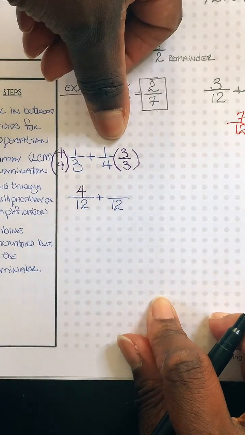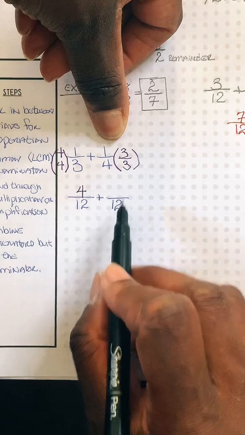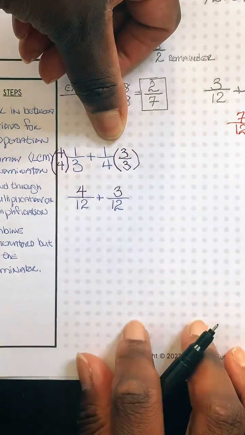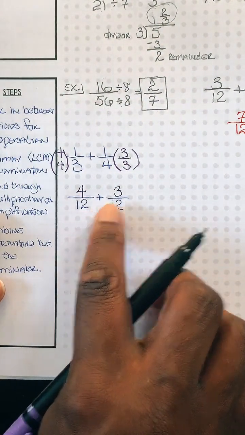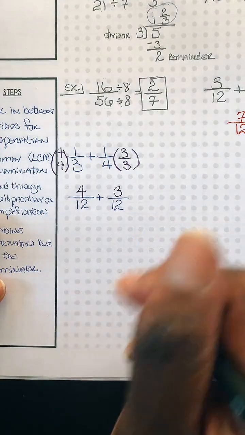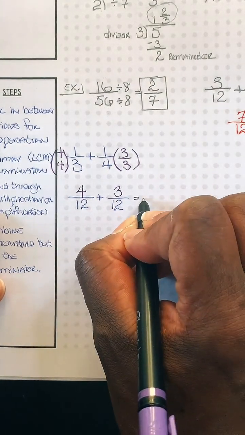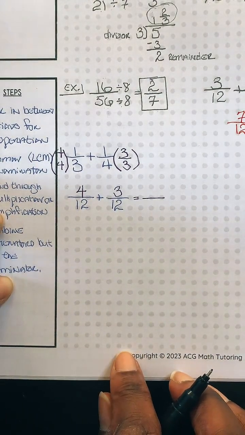Same thing happening on the other side. 4 times 3, that's where the 12. Now 1 times 3, that gives me 3. So now 4/12 plus 3/12 should look familiar because we just did it. So my answer would be yes, Lucas.